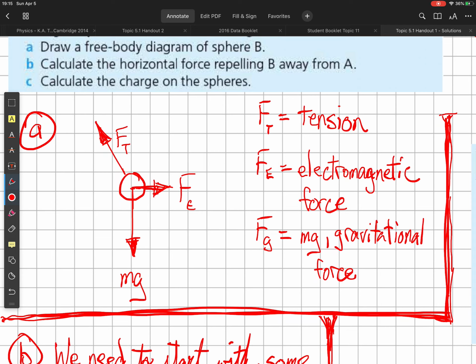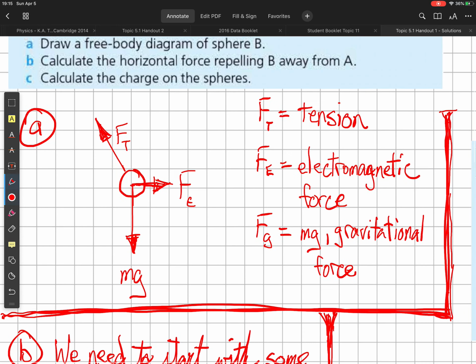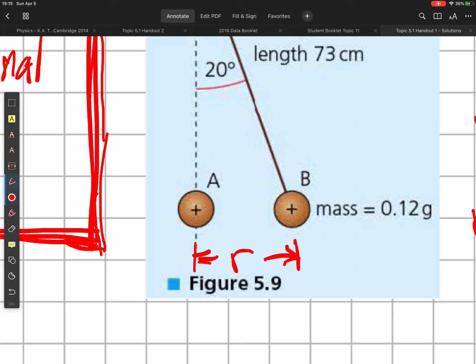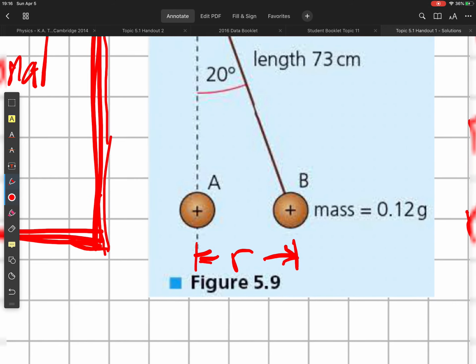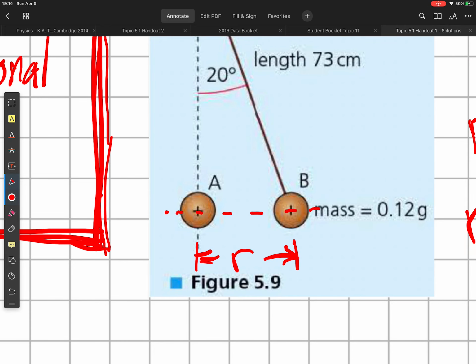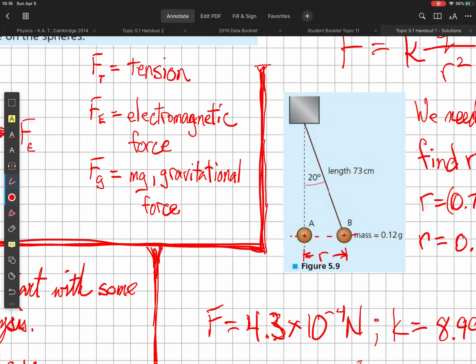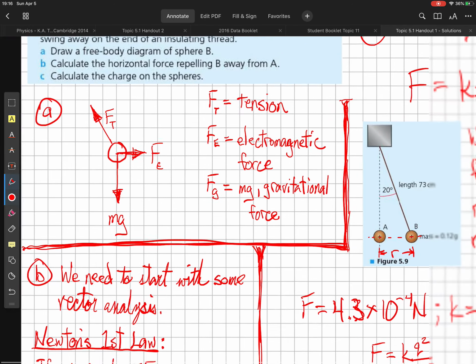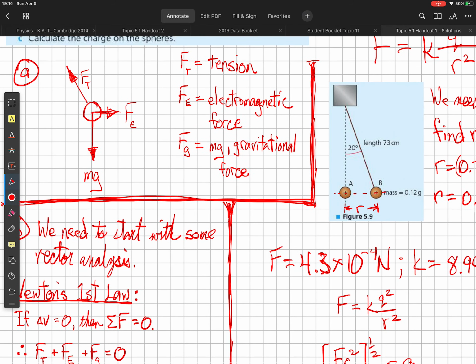So let's take a look. First, we have the force of tension, and second, we have the electromagnetic force, and that is pointing horizontally away from the ball. They've set it up here so that conveniently ball A and ball B are, you'll note, in a line horizontally. So that's helpful for us. That would actually be very difficult to set up experimentally. But anyway, we then have force of gravity, F sub g, which is equal to gravitational force. So there's your free body diagram. Should look something like that.